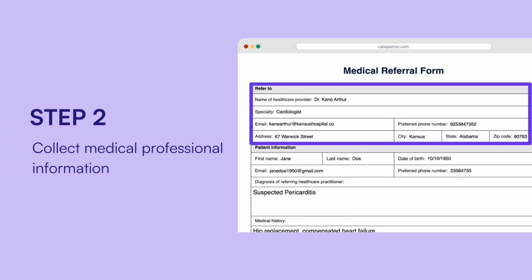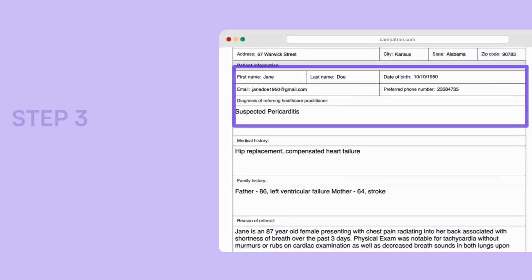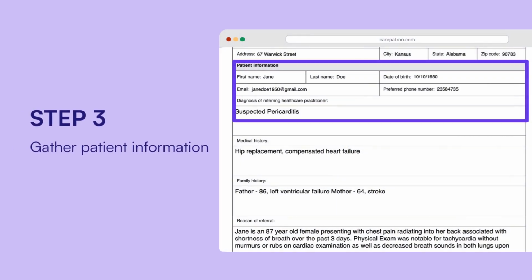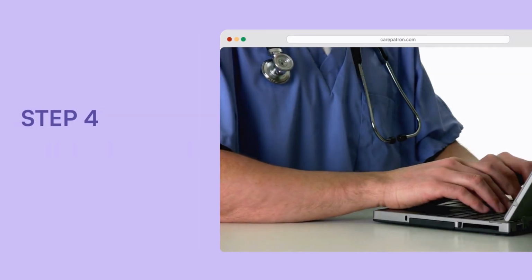Collect medical professional information. Be sure to include details for both the referring doctor and the receiving specialist. This ensures easy communication and allows providers to follow up with each other if needed. Gather patient information. Include specific details about the patient's condition, medical history, and current treatment. This gives the specialist the necessary context to move directly to targeted assessments or treatments.